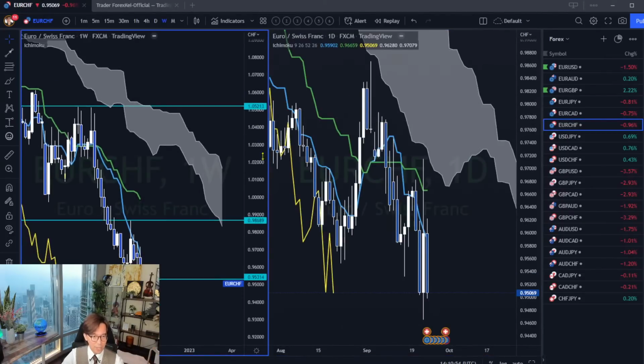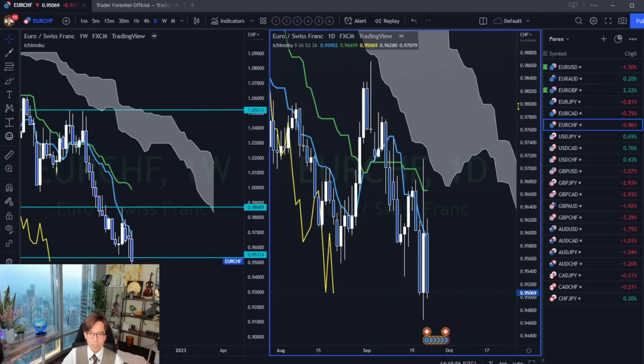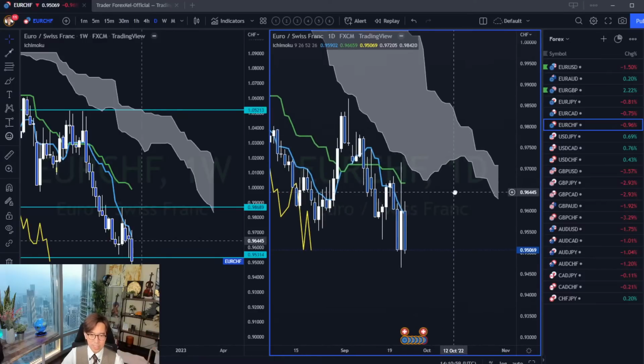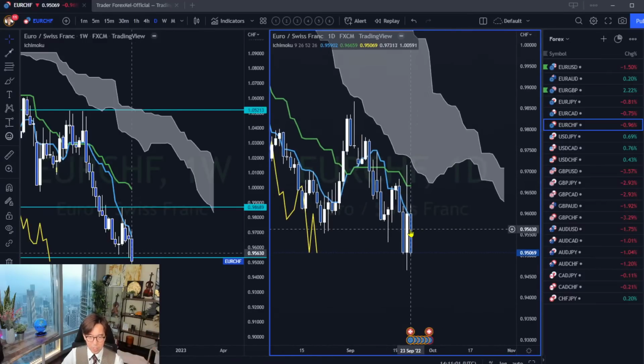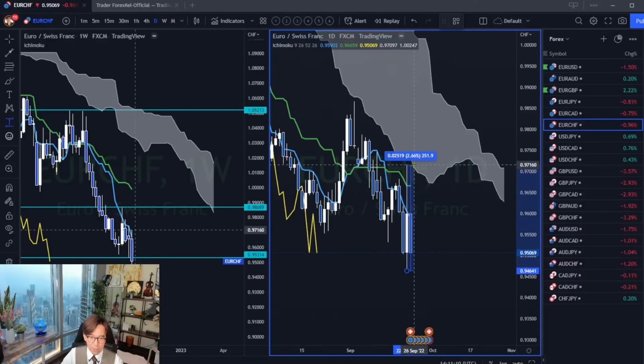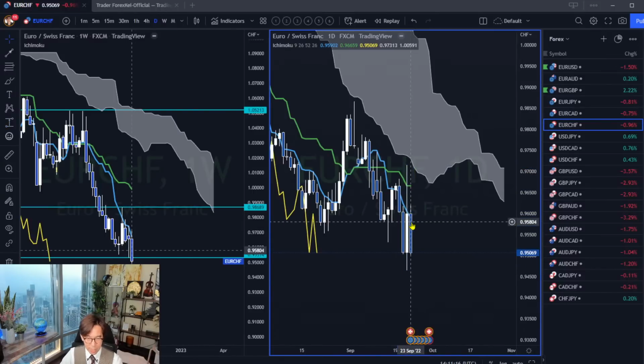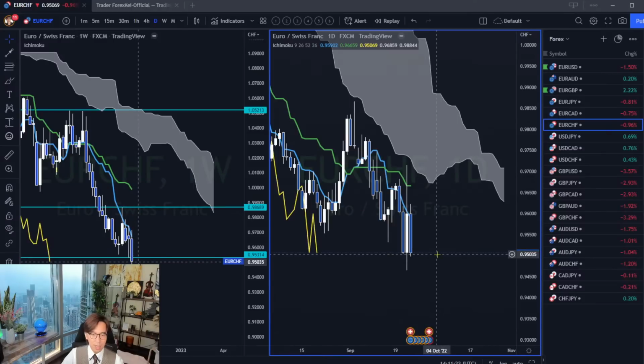Euro Swiss franc is down on the weekly but flat on the daily chart. Especially on Thursday, Euro Swiss franc was very spiky. Within one day, it went up and down 250 pips. So it was very choppy. And Friday also it was choppy too, but weekly is down, so I think daily also goes down. So for me, this is bearish.